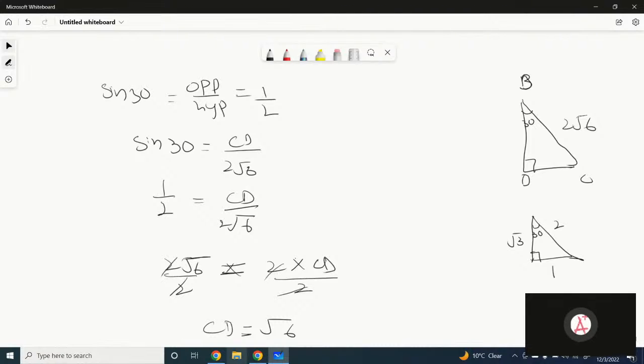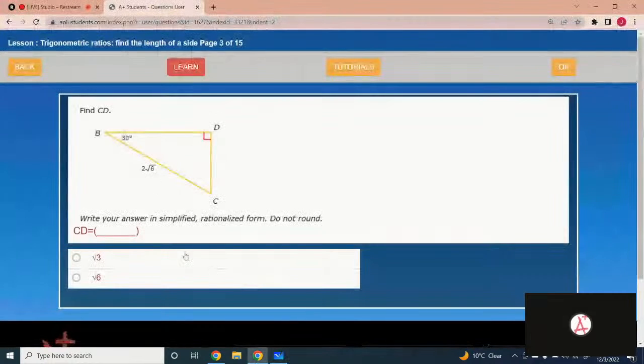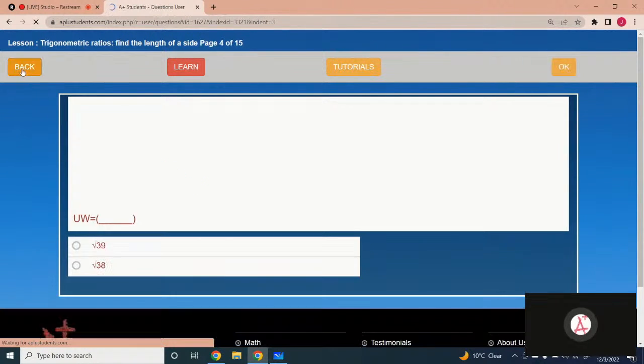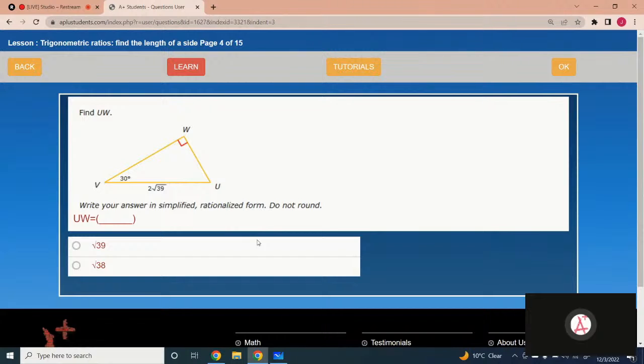So just select the correct option, then click on the OK button. Okay, you can complete the test by yourself later today. Let me just move on to the next topic.